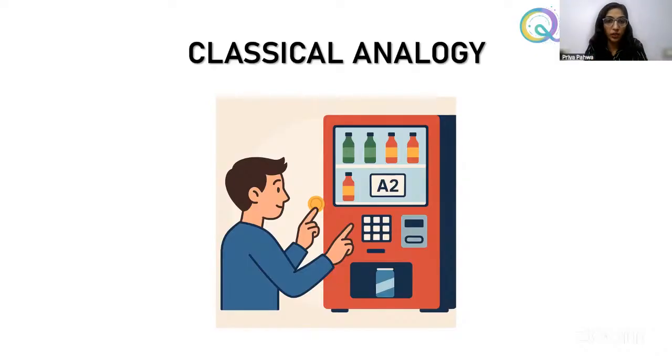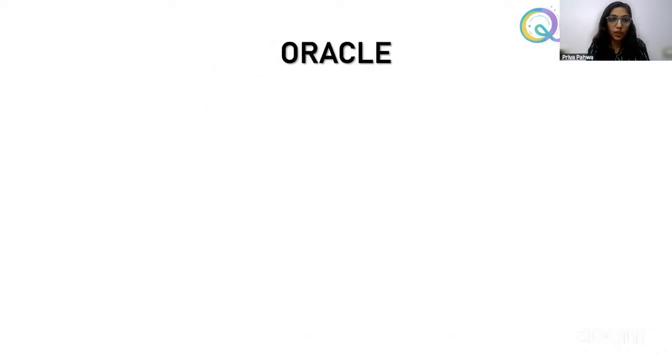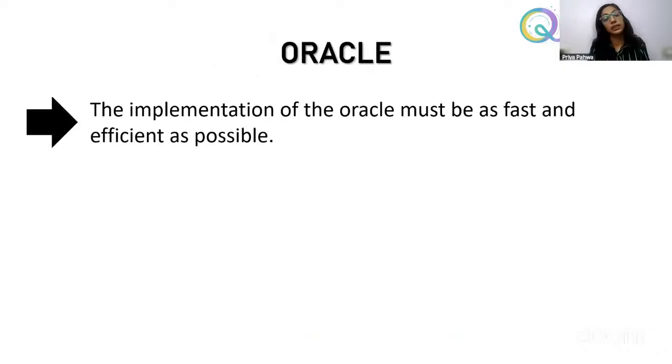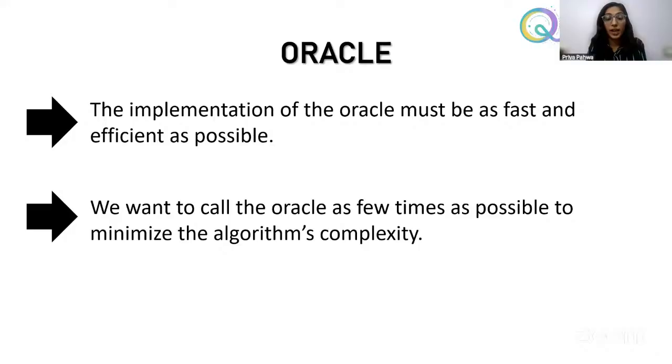Okay. So moving on, this oracle in the quantum regime should be as fast and as efficient as possible. In order to reduce the complexity of our algorithm, we want as few queries to be called as possible. So we are basically trying to minimize the complexity.